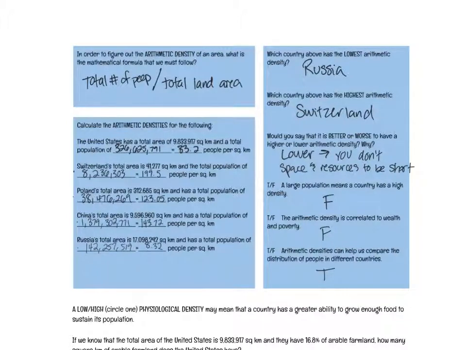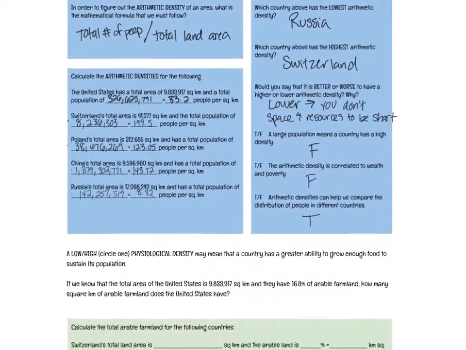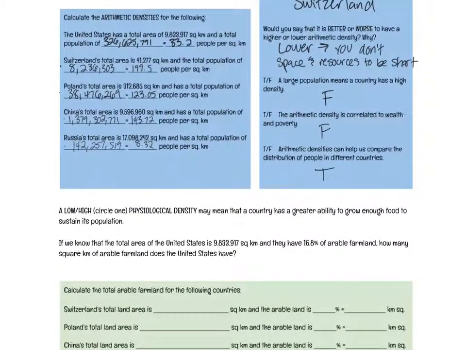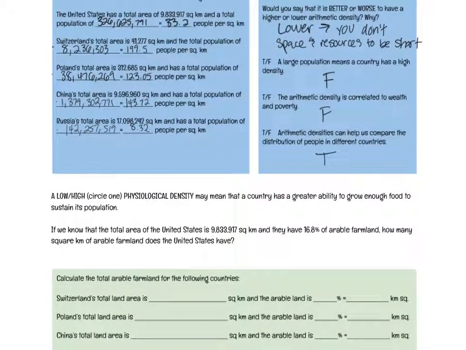Okay, so if we're looking at physiological density, answering this next question, I don't think y'all did that the other day. A low or high physiological density may mean that a country has a greater ability to grow enough food to sustain its population. So switching gears here, physiological density. What was physiological density? Think back to the first page. Yeah, put it down. You need to know this. Total population and total farmable land.